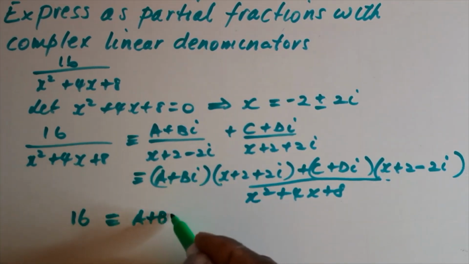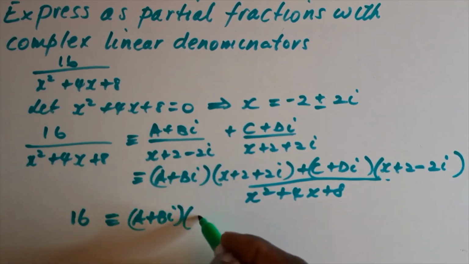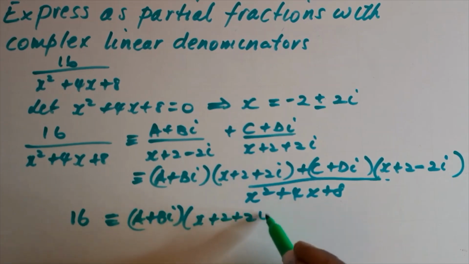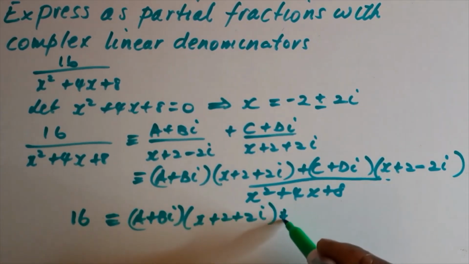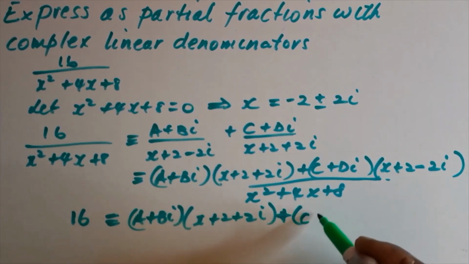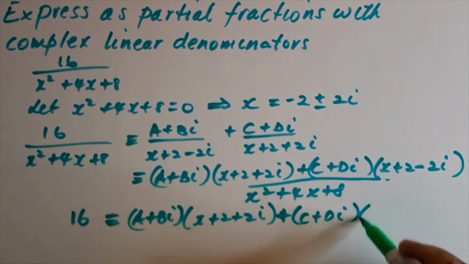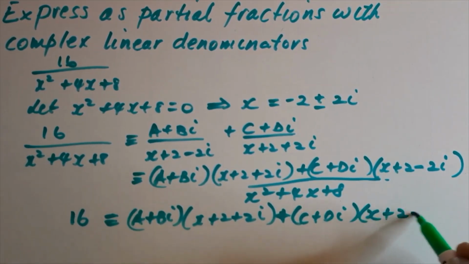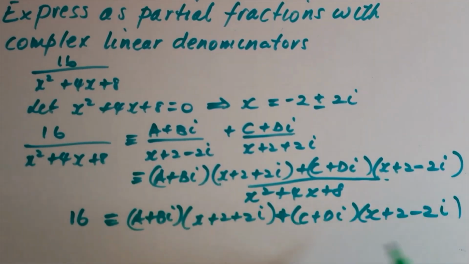(a + bi) brackets (x + 2 + 2i) + (c + di)(x + 2 - 2i).